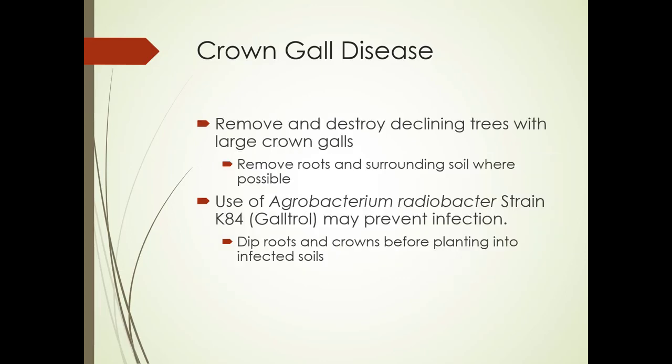You want to remove and destroy declining trees that have these large crown galls like we saw in the previous slide. Remove the roots and surrounding soil if you can. And then you could try Agrobacterium radiobacter strain K84, Galltrol, to prevent infection. It's not going to cure it, but you could dip roots and crowns before planting anything into these infected soils.